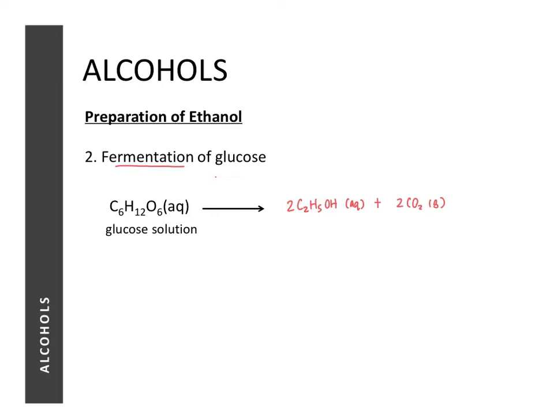Next, fermentation of glucose requires a very, very specific set of conditions. And what are the conditions? Number one, you need yeast catalyst. Okay, we have learned before that a catalyst speeds up the rate of a reaction. Yeast is a form of enzyme catalyst, or a biological catalyst. Okay, and at this point it will be good if you can recall what are some properties associated with catalysts. We'll come back to that in a while. This reaction must take place at 37 degrees Celsius, or it's optimal at 37 degrees Celsius.